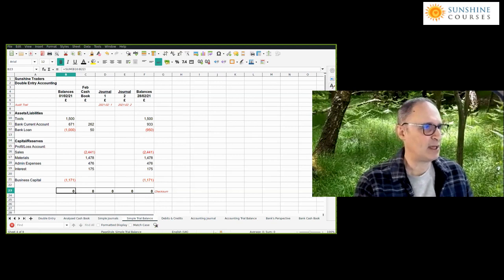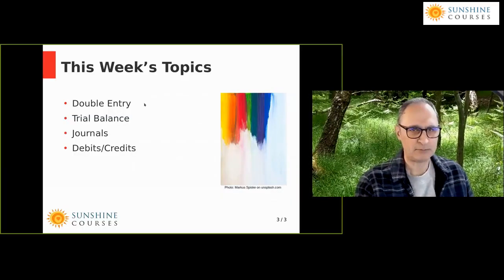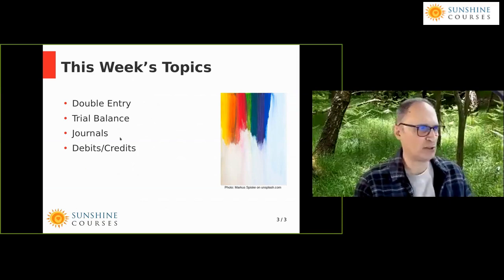So let's just quickly go back to our presentation to see where we're at. Okay, so we've just dealt with the double entry. We've dealt with the trial balance. The next thing we're going to talk about is journals. So let me switch back to the spreadsheet and I'll explain what journals are all about.